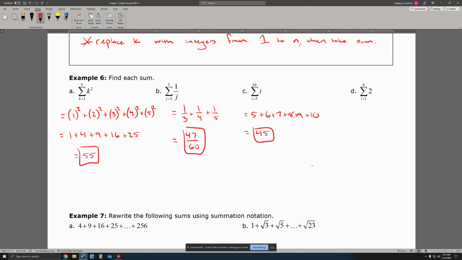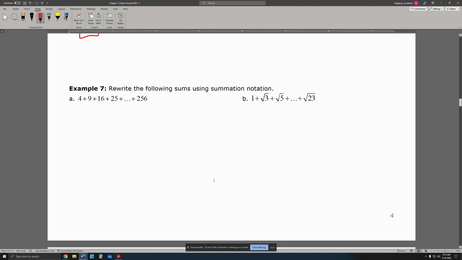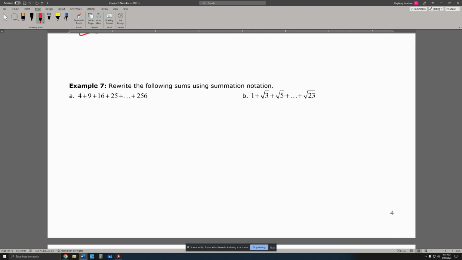And then letter D, well, we don't have an i here in this expression, so this is just equal to the first 6 terms of just the constant 2. So this is equal to just 12. Okay, so there's no variable to plug in here. All right, let's practice rewriting using summation notation. So see if you can recognize the pattern and come up with a rule.